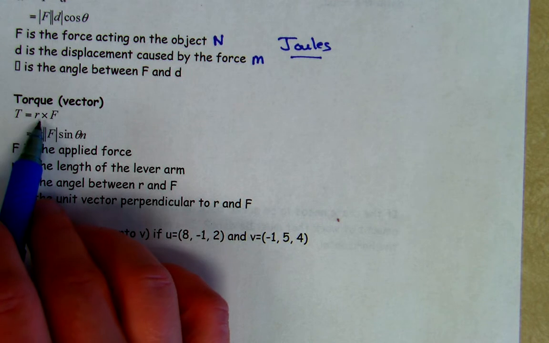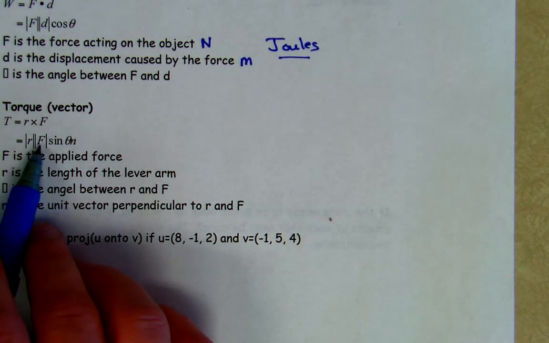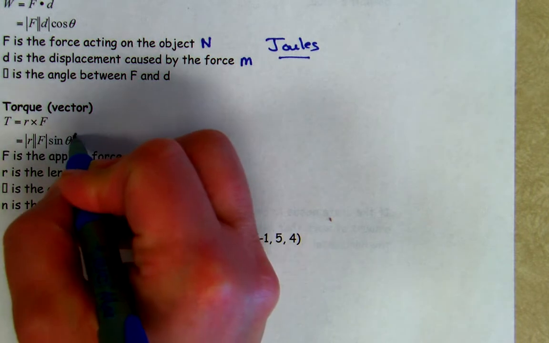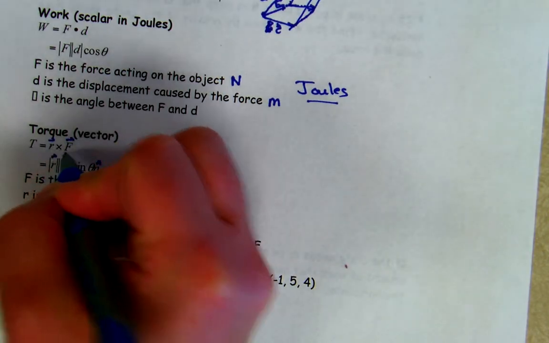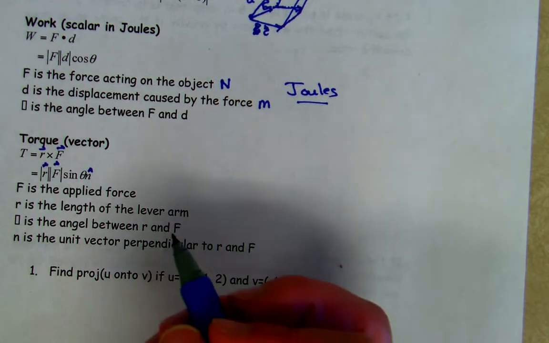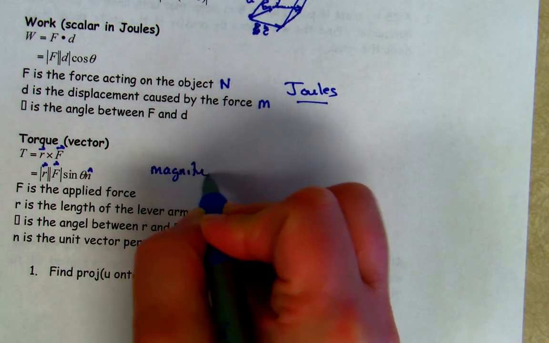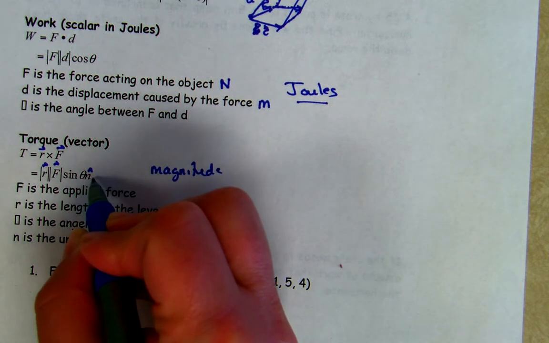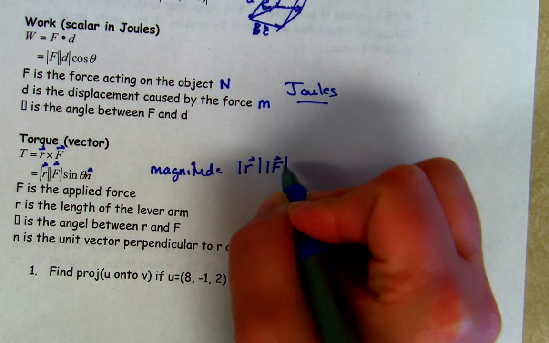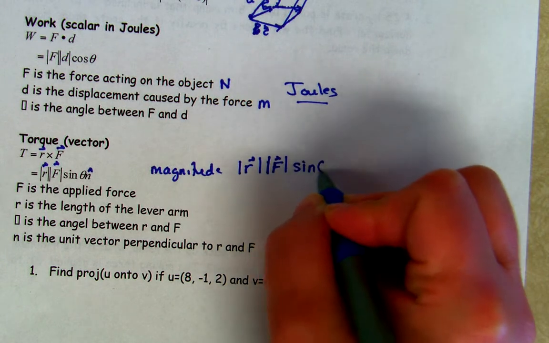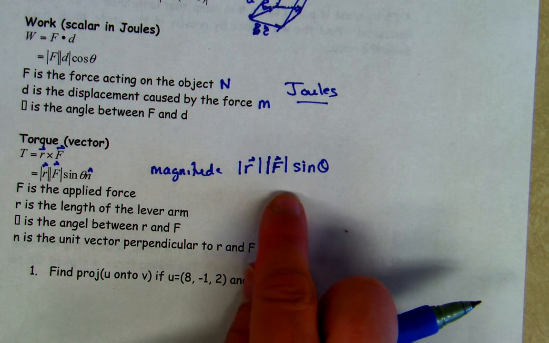So now it becomes the cross product. So I have R times F, which is R times F times sine theta times some little unit vector n that's in the direction. But most of the time when we talk about torque, we do just want the magnitude. So if I just want the magnitude or the amount of torque, I can drop this little vector at the end, and it's the magnitude of R times the magnitude of F times sine theta. That should look familiar because that's another way to find the magnitude of the cross product.